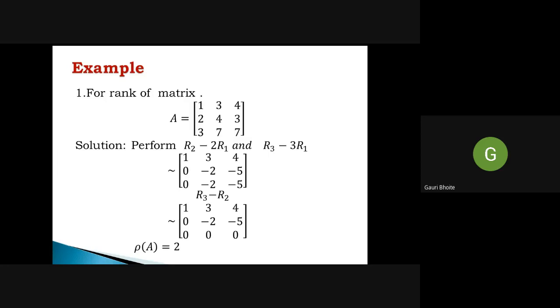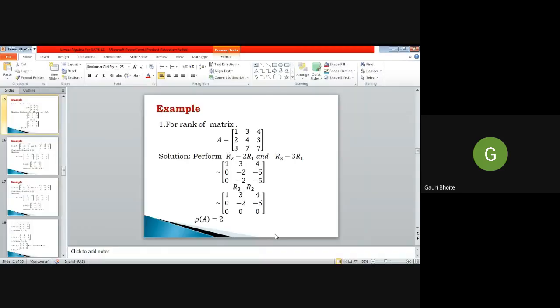Everybody getting the row echelon form? Try to make elements 0 below the diagonal. Which are the diagonal elements? A11, A22, A33. So make entries 0 below A11 and below A22, and once we get a zero row, what is the rank of this matrix? The rank of the matrix is 2, because the rank of a matrix is the number of non-zero rows in the row echelon form. Everybody getting this? Yes?